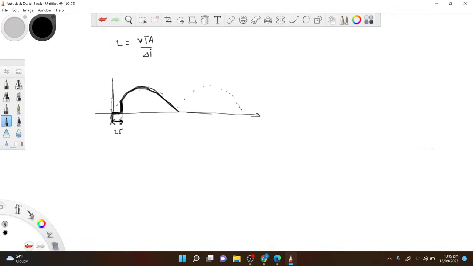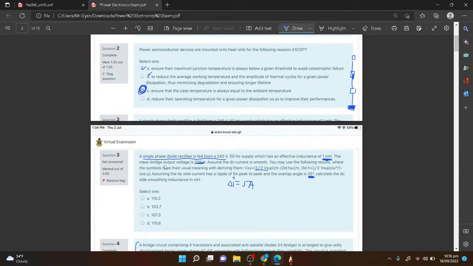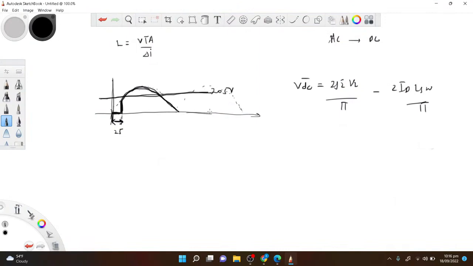Now they say we are supposed to find the VT. We know that for a rectifier, if you're trying to change AC to DC, at the DC side there will be some constant voltage. That's what we find: VDC is equal to 2 root 2 line voltage over pi minus. Here they're giving us that the mean bridge output voltage is 205. So this is the mean, but you see that what?